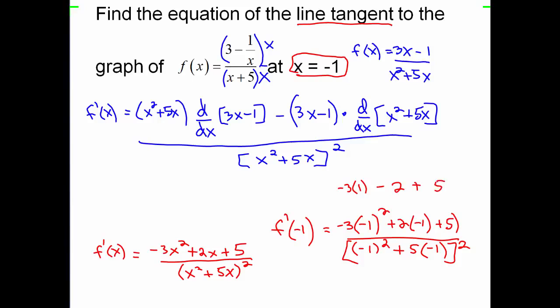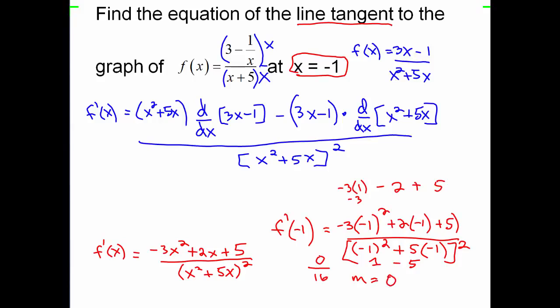So -3 times 1, that's -3. -3 minus 2, that's -5. -5 plus 5, we get 0. So the numerator is 0. On the bottom here, we just need to make sure this is not going to be 0. So this is going to be 1 minus 5, so we get -4 squared, which is 16. So 0 divided by 16 tells us that f prime of -1, which gives us our slope, is equal to 0. So the slope of the tangent line is 0.